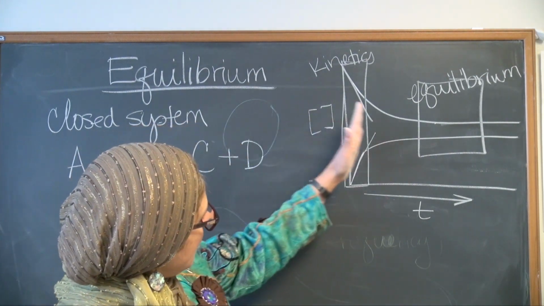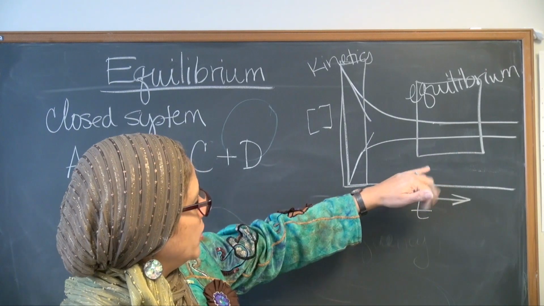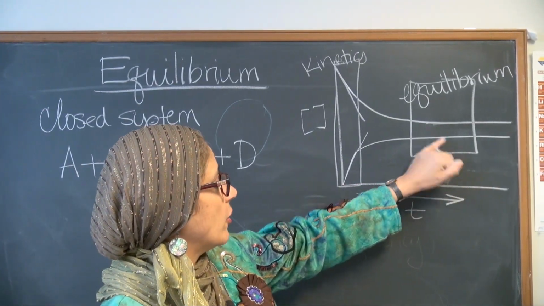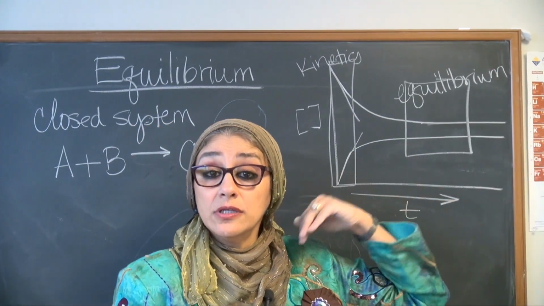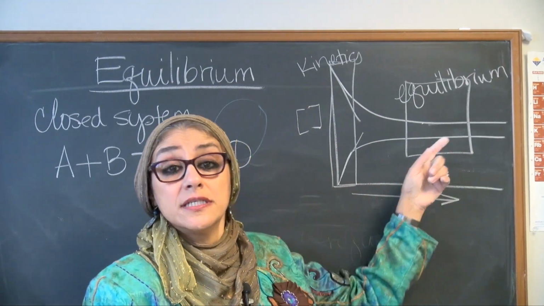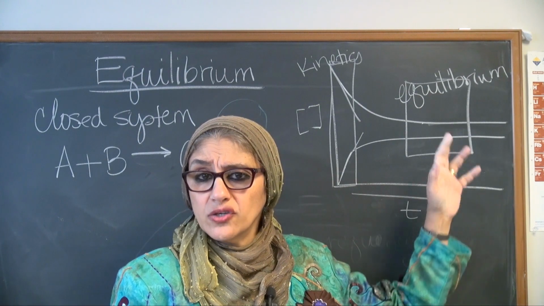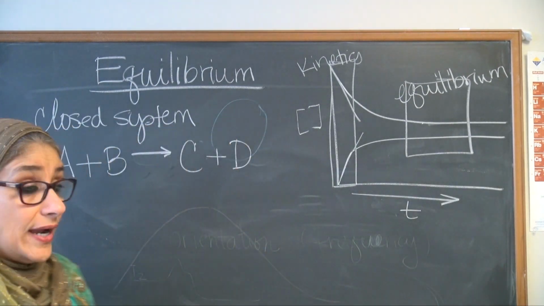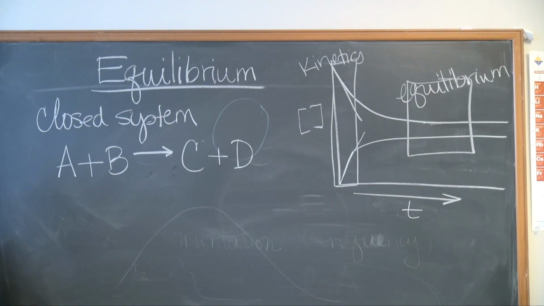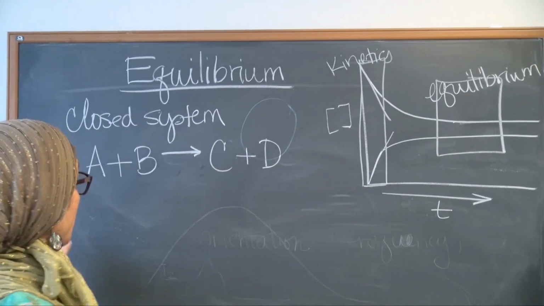Now notice as time progresses, the reaction reaches a point where everything doesn't change. Everything remains constant. This is the state of equilibrium. What exactly is it that causes this graph to come out this way? Well, let's take a look at what has to happen.